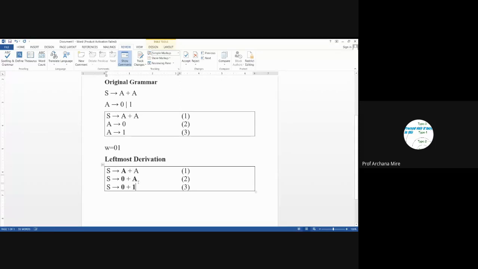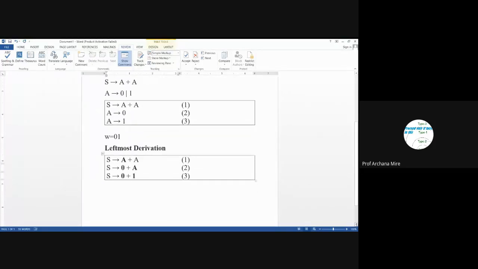Okay, there is a difference. If we are getting two leftmost derivations, then definitely the grammar is ambiguous. But if we are not getting two leftmost derivations, then we may need to check for the rightmost derivation or derivation tree. But since we are not getting any other leftmost derivation, we may say that the grammar is unambiguous. But let's check it by using rightmost derivation as well. So let's find the rightmost derivation.